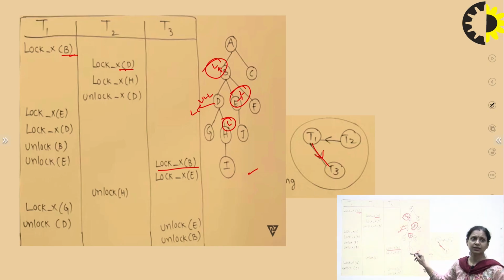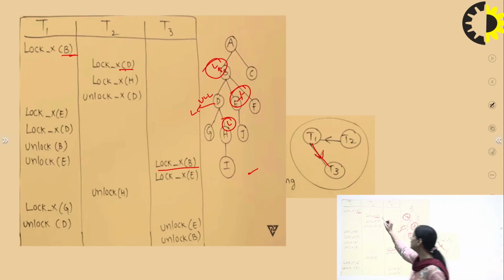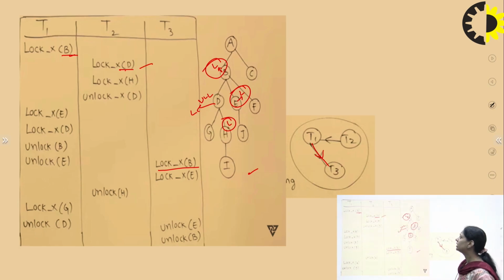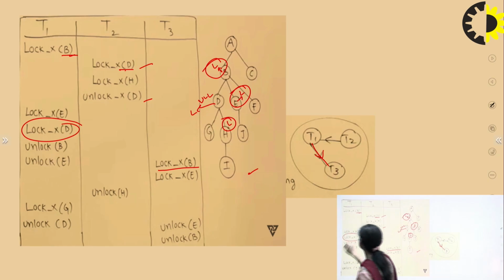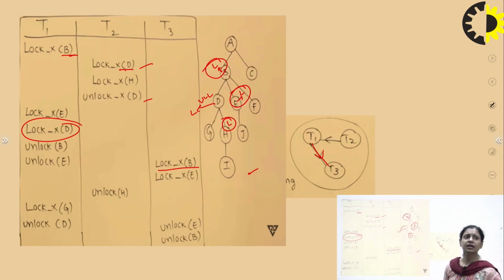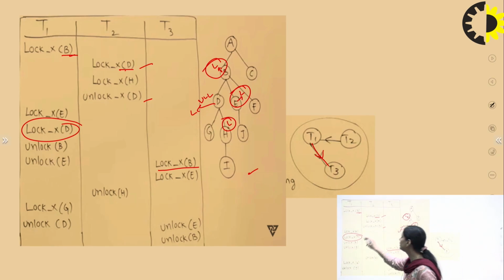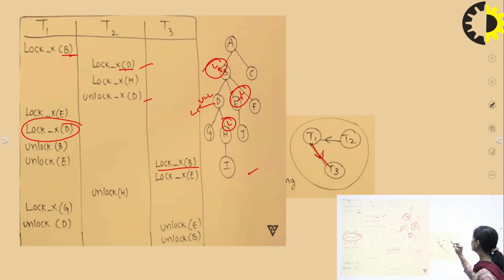Next, coming to D, this lock X has been applied on D, and when unlocked it has been taken up by the T1 transaction. So there is again a serializability going from T2 to T1. So we have another edge going from T2 to T1 in this direction.